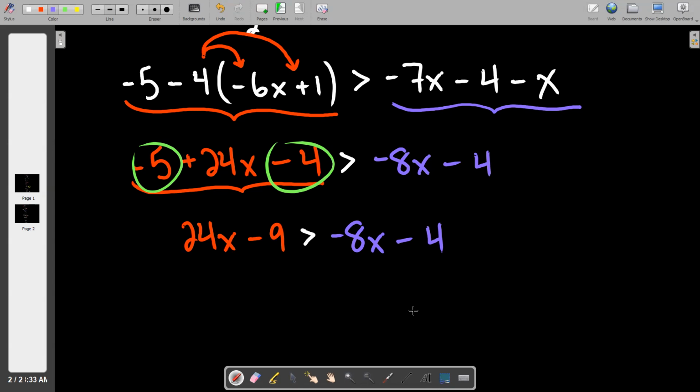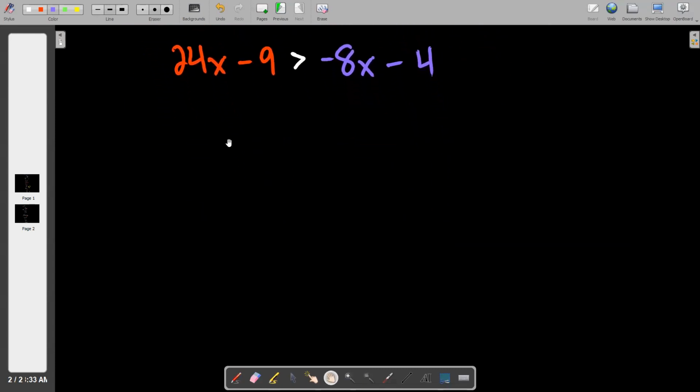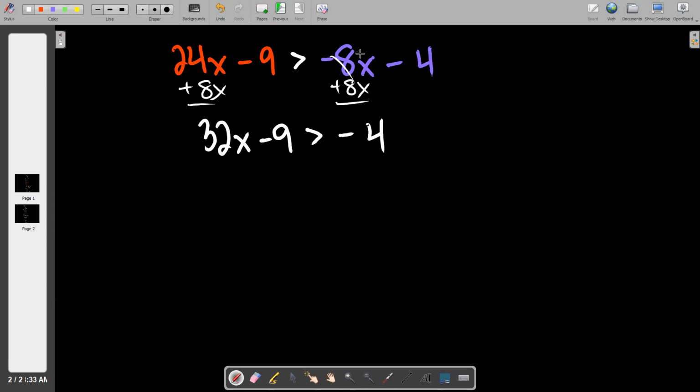Now, who should we move? Definitely move the negative 8x. So we're going to add 8x to both sides, and that's going to give me 32x minus 9 is greater than negative 4. Everyone see? Added 8x, added 8x, like that.